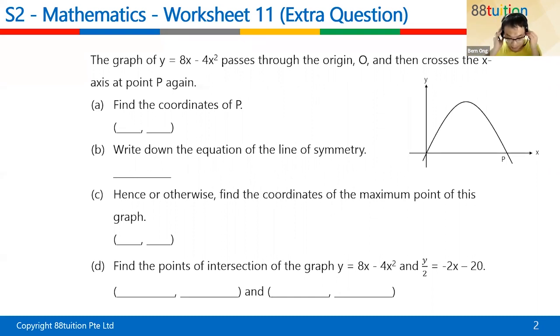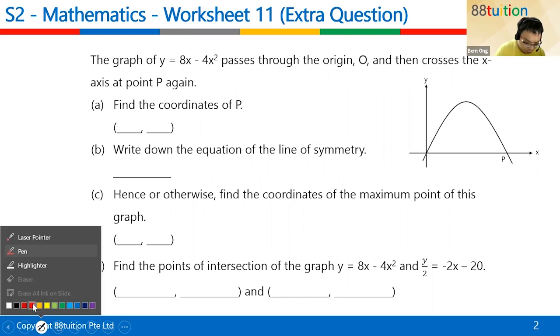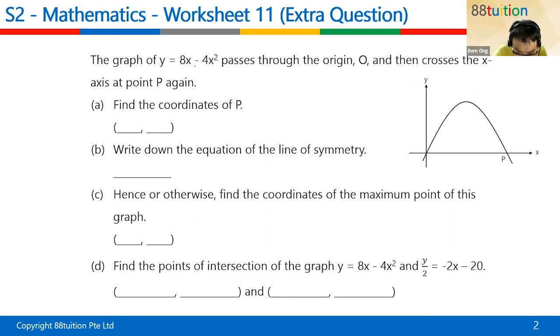All right, so let's take a read at this question. You never see this question before, I know. The graph y equals 8x minus 4x squared passes through the origin. Children, do you know that this is a minus 4x squared graph? And usually if you see a minus x squared graph, it's actually a sad face.